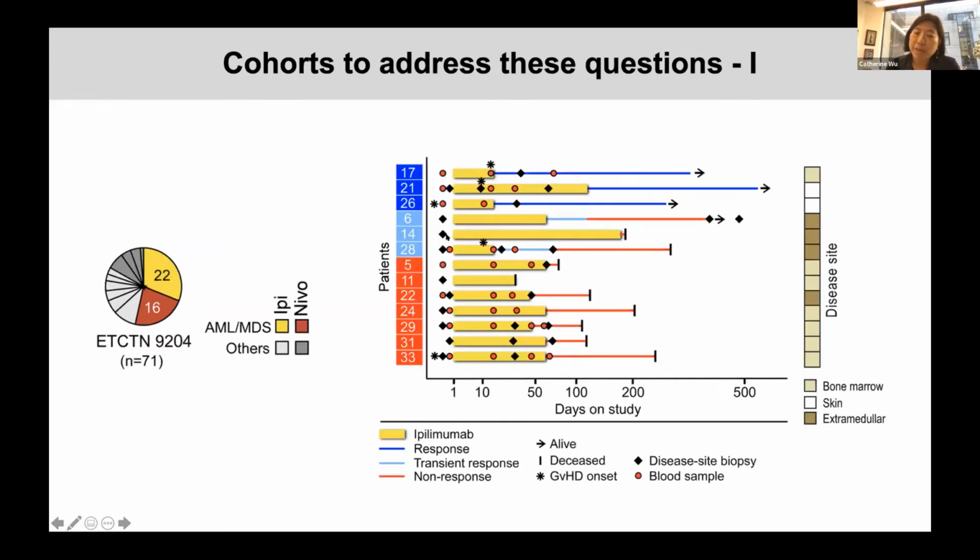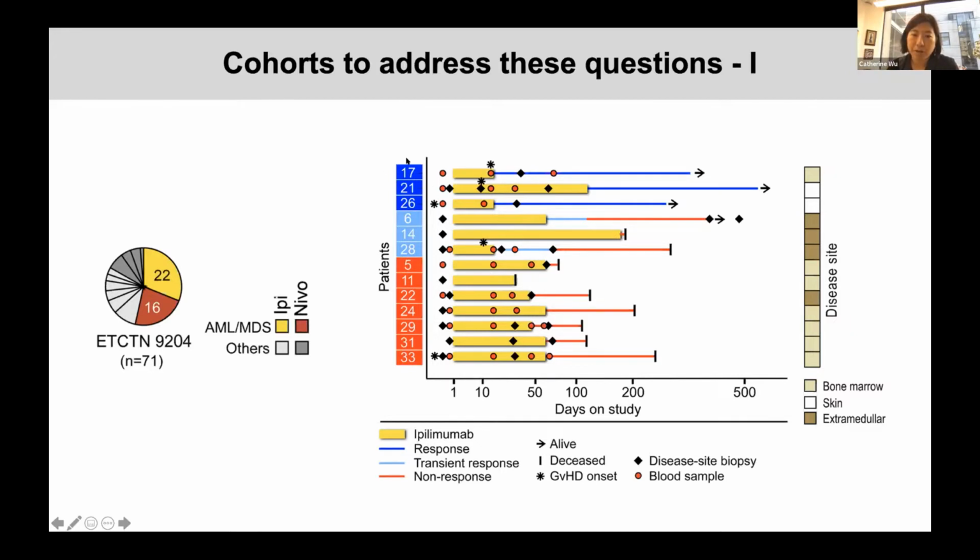And what was really very exciting was that there was very nice sample collection on this trial. If you focus your attention on the black diamonds, these were disease-specific biopsies. If you focus your attention on the red circles, these were blood samples that were collected. And these patients could be segregated on these different response groups.